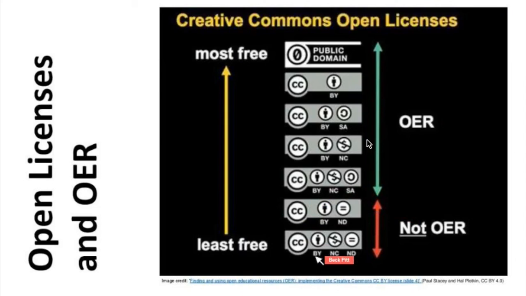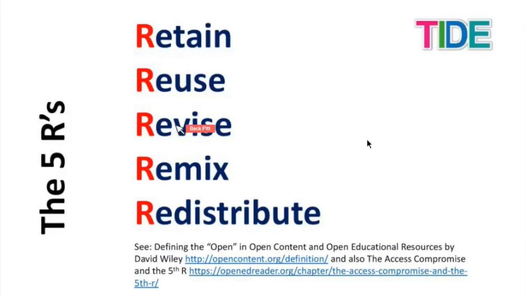So if you look at the two, sorry, I'll turn my pointer on a second. Here you can see the two license types which are described as not being open educational resources, or not something that a resource would be described as an OER. Both contain the no derivatives license. So if you think about before, the 5 Rs are saying that you can remix and revise a resource.